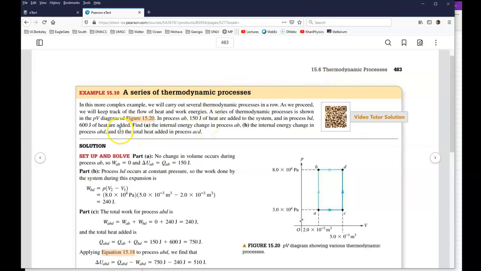It says, in this more complex example, we will carry out several thermodynamic processes in a row. As we proceed, we will keep track of the flow of heat and work energies. And by the way, when we talk about the PV diagram, you want to think of the first law of thermodynamics. So delta U equals Q minus W. The PV diagram is basically concerned with finding delta U, finding W, and finding Q. That's what it's all about, 90% of the time. So it's all about the first law of thermodynamics.